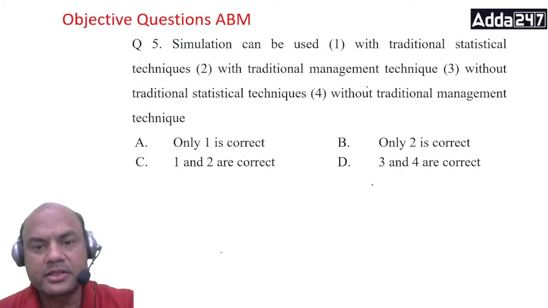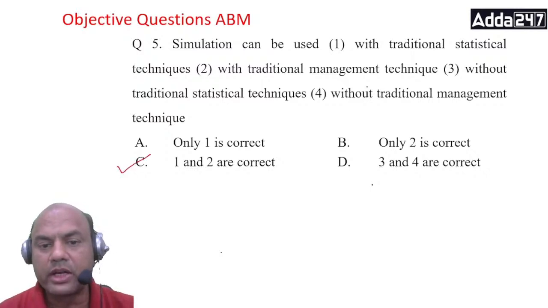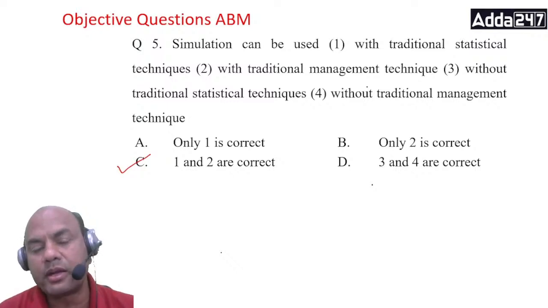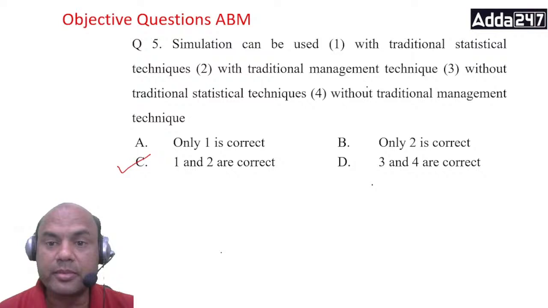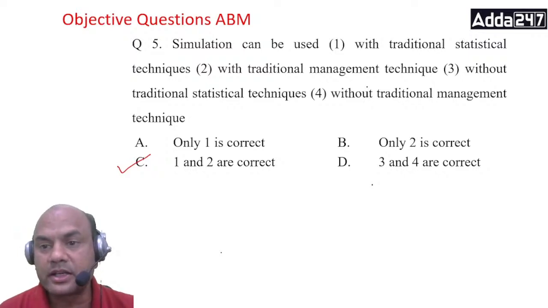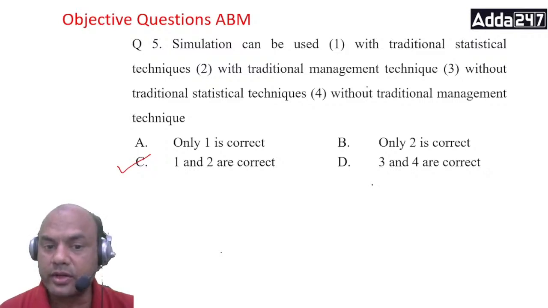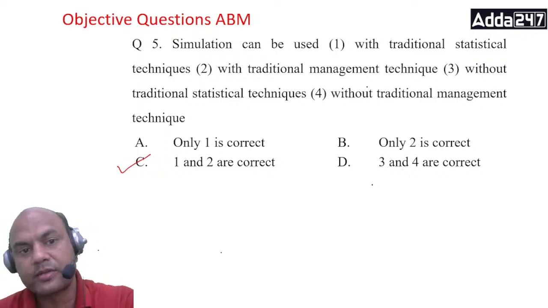I'm seeing the correct answer is 1 and 2. 1 and 2 are correct because remember, in finance nothing is independent. You have to always use everything in connection with the other one. So traditional statistical techniques and traditional management techniques are to be used in togetherness with simulation. You can't have anything working individually over here. Okay. So 1 and 2 both are correct.